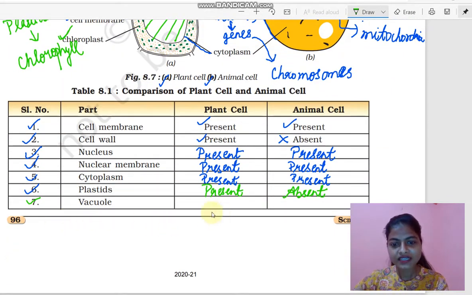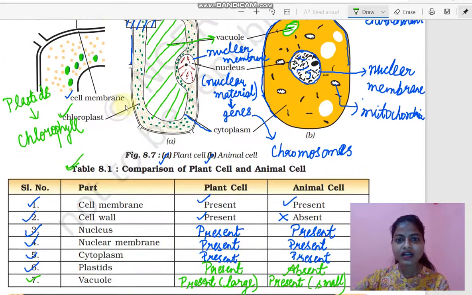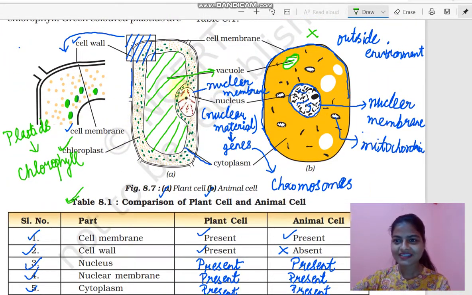So we say that vacuole is present in plant cell also, and it is present in animal cell also. But in the plant cell the size of the vacuole is large, and here the size of the vacuole is small. You can also list this as a table of the difference between plant and animal cell, and also the content or the parts of the plant and animal cell.